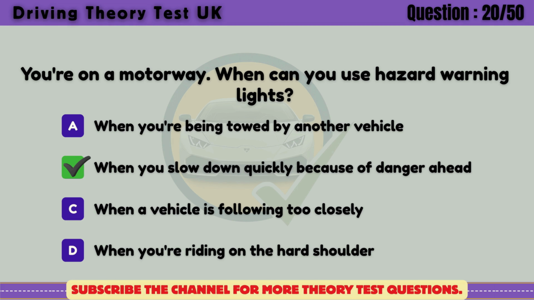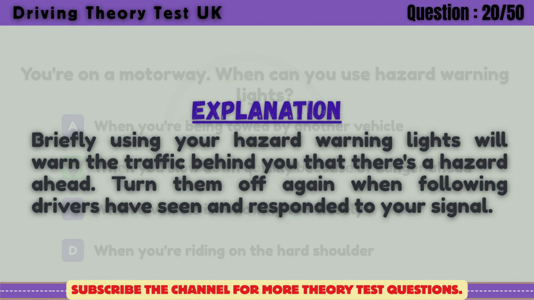Answer is B. When you slow down quickly because of danger ahead. Briefly using your hazard warning lights will warn the traffic behind you that there's a hazard ahead. Turn them off again when following drivers have seen and responded to your signal.